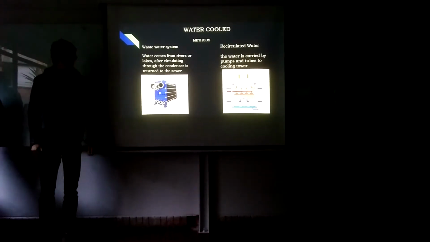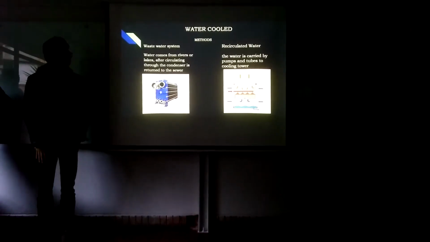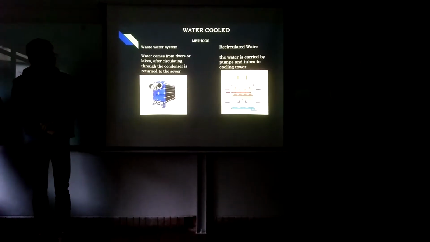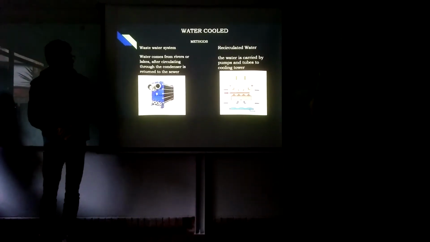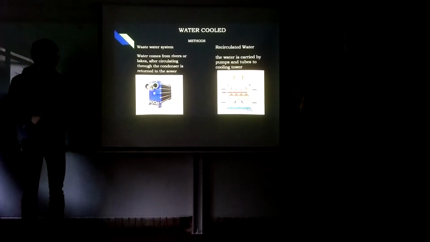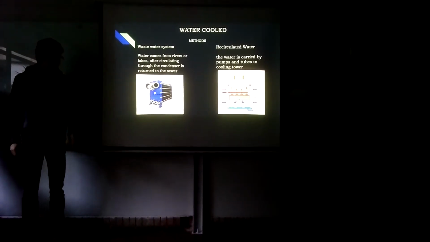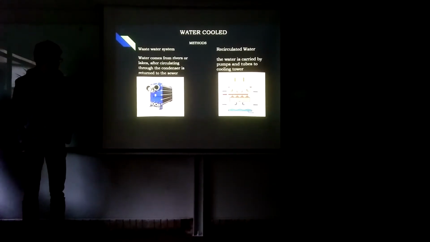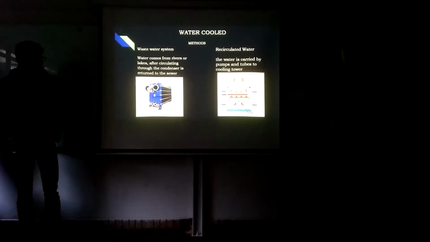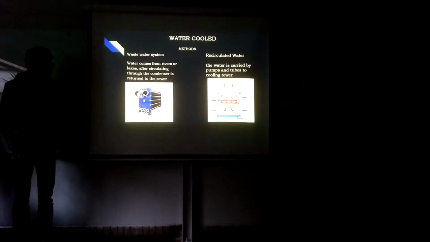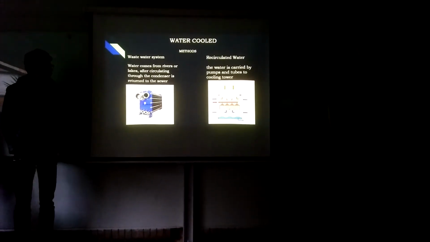And the second part is water-cooled, which is divided into methods. The first one, wastewater system, and the second one, recirculated water. In the wastewater system, water comes from rivers and lakes, and after circulating through the condenser, the water is returned to the sewer. And finally, recirculated water. The water is carried by pumps and tubes to the cooling shower, and this is to reduce its temperature and reduce the water consumption in the process.